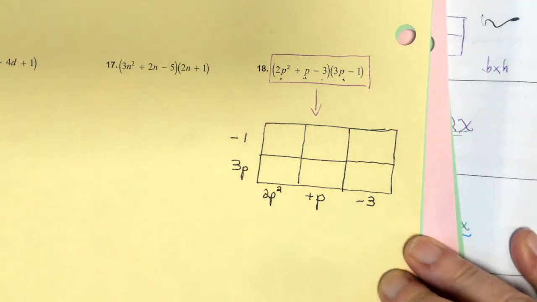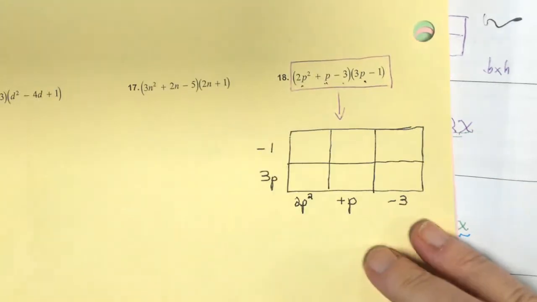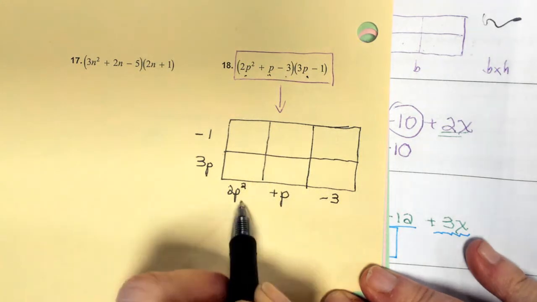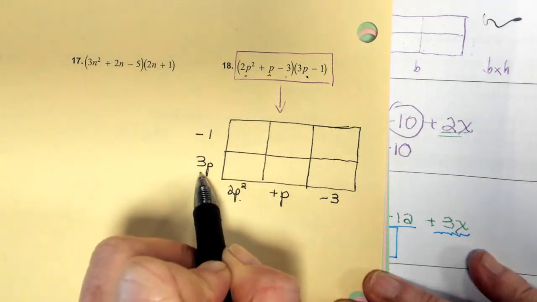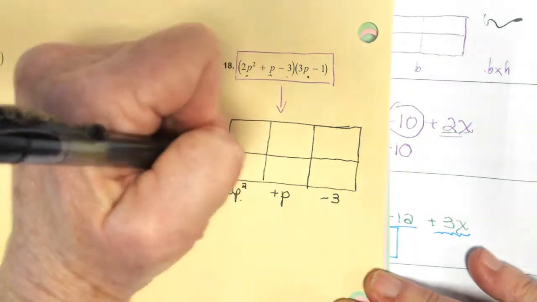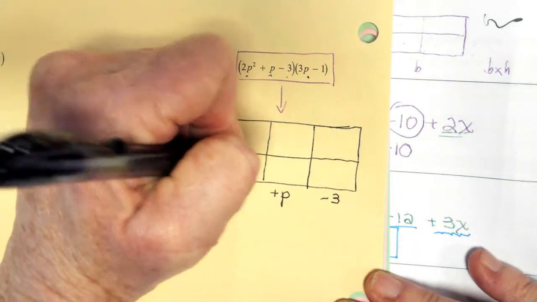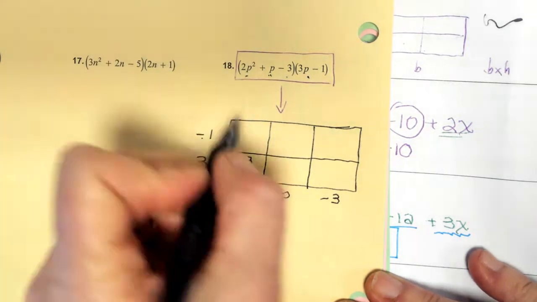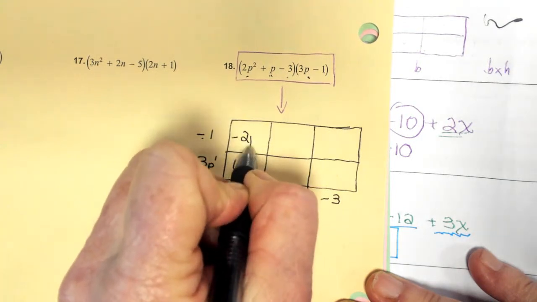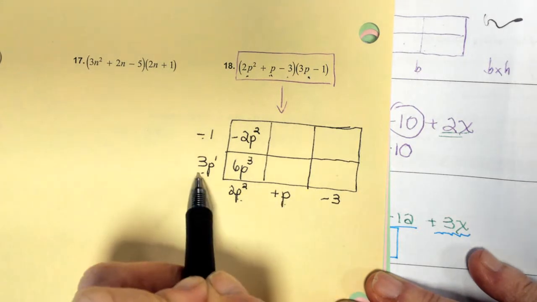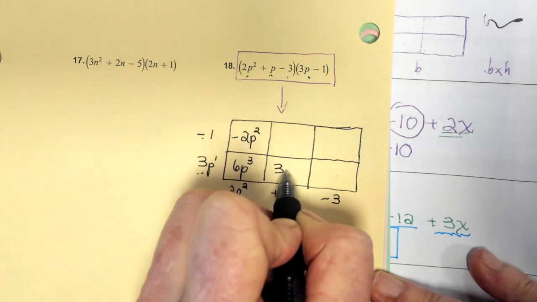So now, what do I have to do? I'm going to do the exact same thing that I've been doing. I'm going to multiply the base times the height of each rectangle. So 2p squared times 3p. Remember, there is an exponent of 1 on the p, so I'm going to add the exponents. So 3 times 2 is 6, and 6p to the power of 3. Now I'm going to multiply 2p squared times negative 1, which is negative 2p squared. Now I'm going to come down here and multiply p times 3p, which is 3p squared.